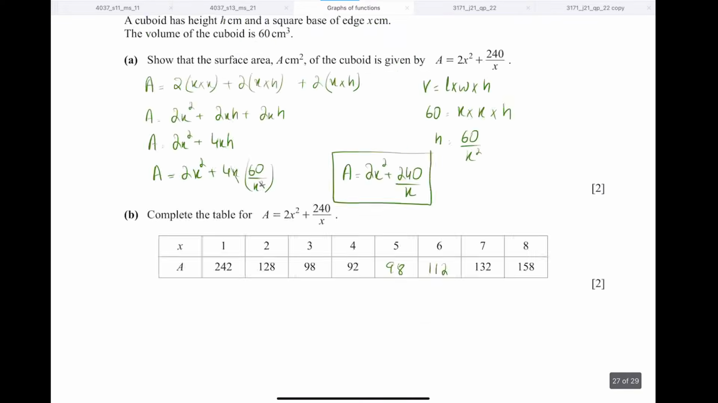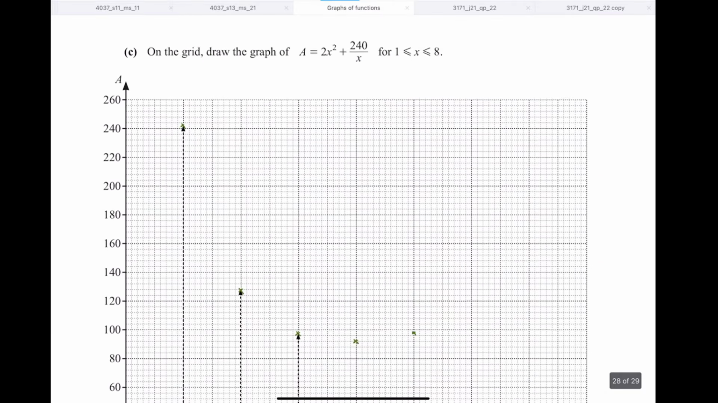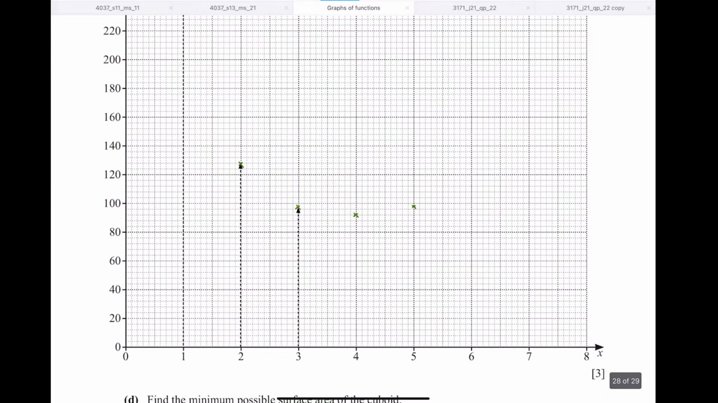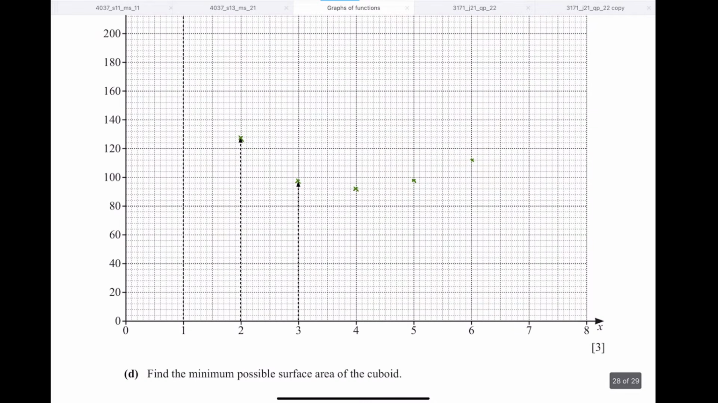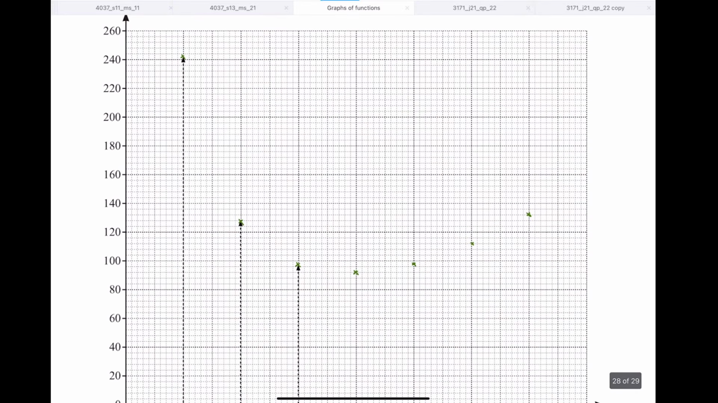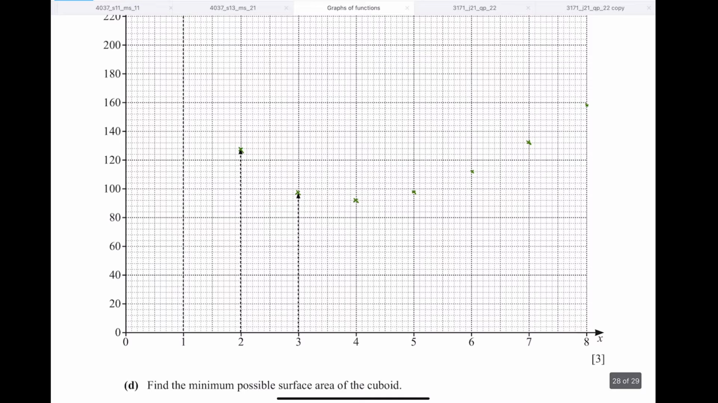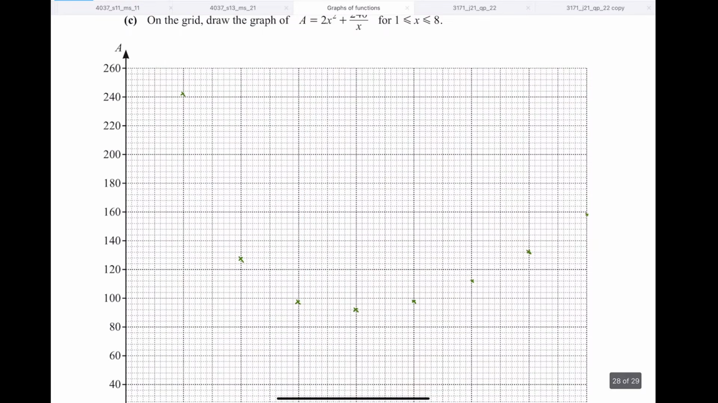I'm not drawing those arrows, it takes time. 6 at 112. So 100, 104, 108, 112. Okay. 7 at 132. So here's 7, 120, 124, 128, 132. There you go. And then 8 at 158. Alright, let me erase these arrows. So here we have all the points.